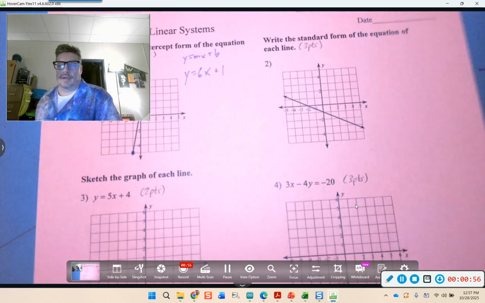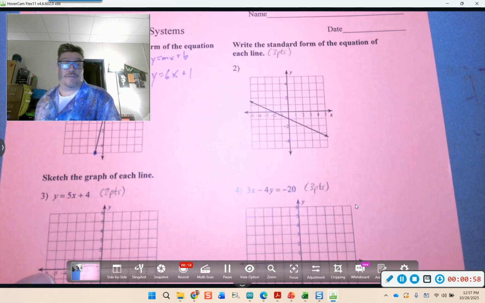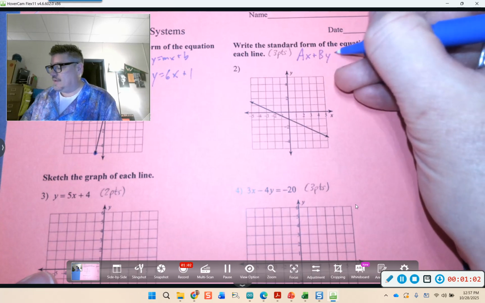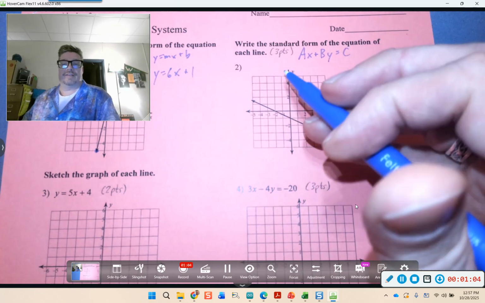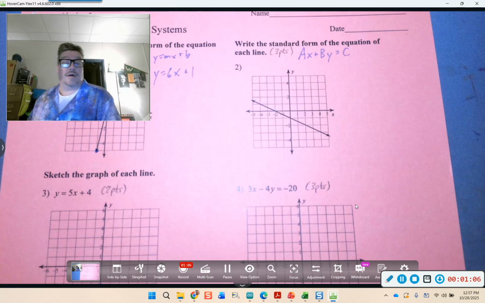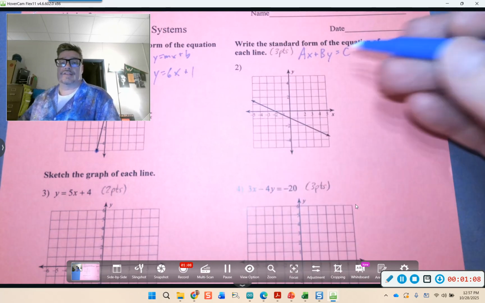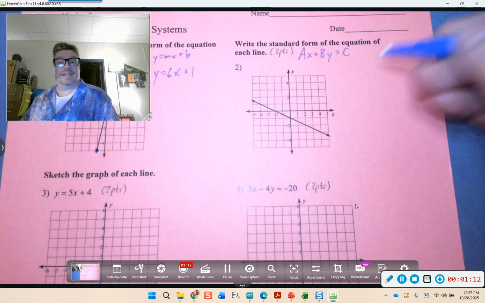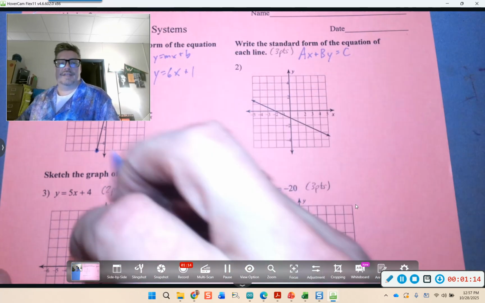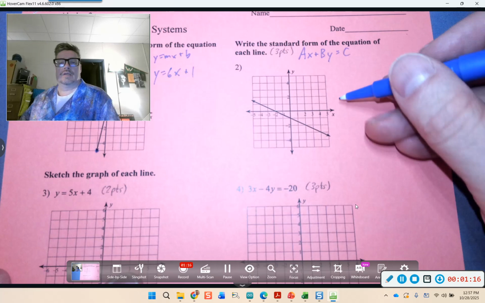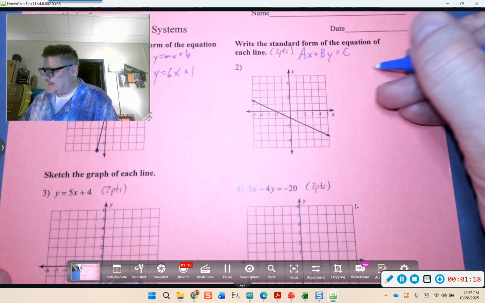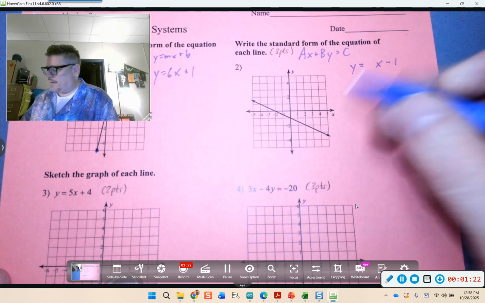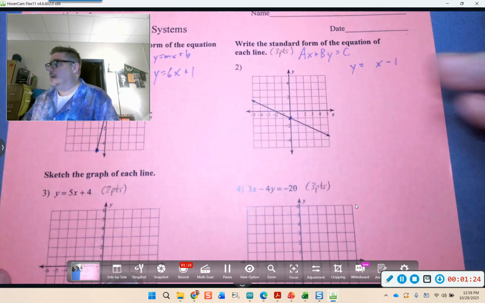Over here, now I'm going to write it in standard form. So remember, standard form looks like this. This is how we solve systems with elimination. So we want to put the x and the y together on the same side and have it equal a number. This is equaling y. So over here we've got y equals something x, a minus 1 because it hits this guy right here.